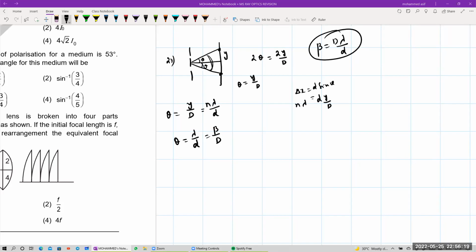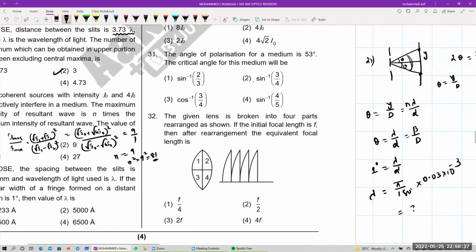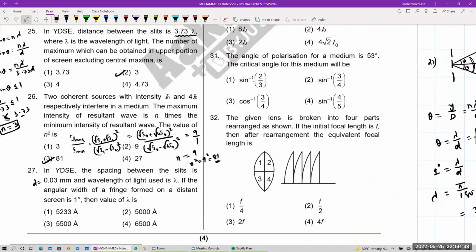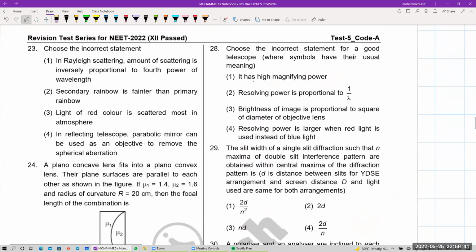सो थीटा की वैल्यू कितनी होती है बेटा, beta by capital D लिखो या lambda by d लिखो, वन एंड द सेम। थीटा की वैल्यू कितनी दे रखी है 1 डिग्री, दैट इज इक्वल्स टू lambda by d, तो lambda वैल्यू विल बी इक्वल टू pi divided by 180 into, इसकी वैल्यू दे रखा है 0.03 into 10 to the power of -3, इसको सिंपलीफाई कर लो, दैट विल गिव मी द वेवलेंथ। आई एम लीविंग द कैलकुलेशन फॉर यू। 27 is over.